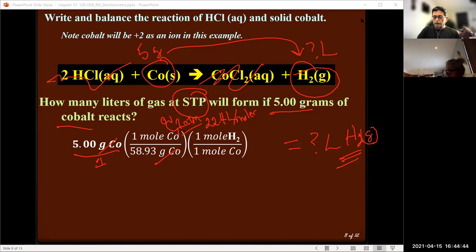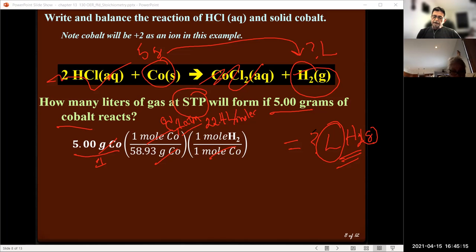That's the ratio, 1 to 1. And again, keeping track of my units as I progress with my setup, notice that my moles of cobalt are canceling out, leaving me at this point. If I were to stop the calculation with moles of hydrogen gas, but I can't stop it. I have to go one more because the question asks for liters.